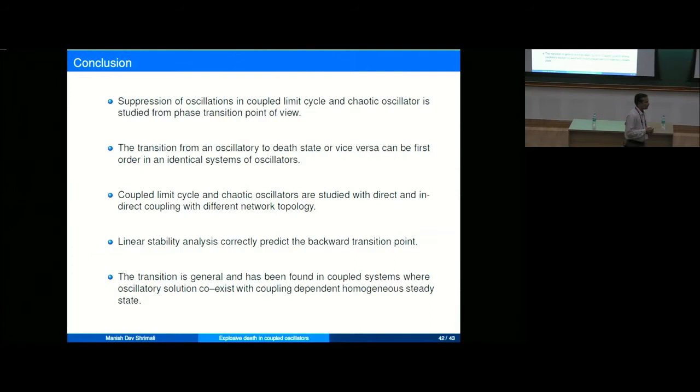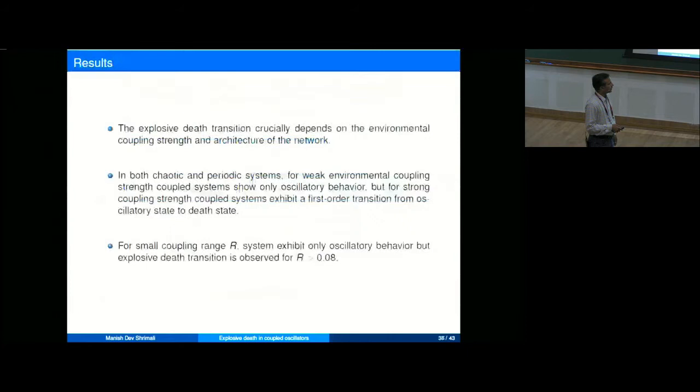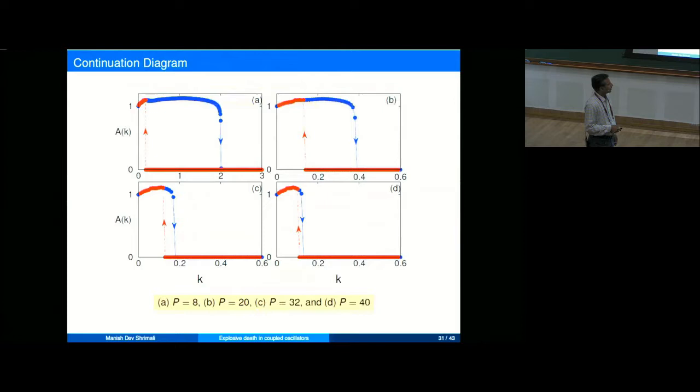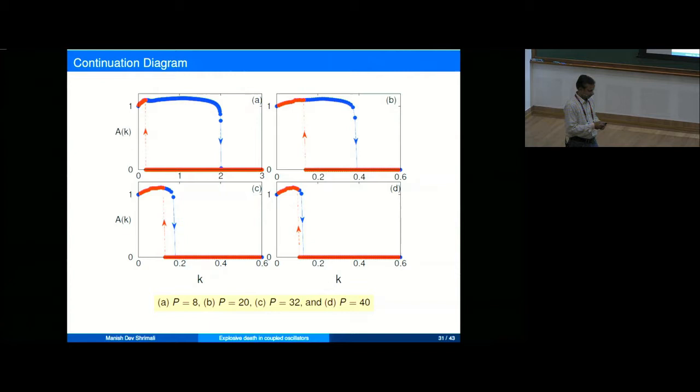Yes. But in some cases, like here, it is independent. But in some cases, like I'll tell you, the forward transition point depends upon the number of neighbors. It depends. But in some cases, it is very close to that point.